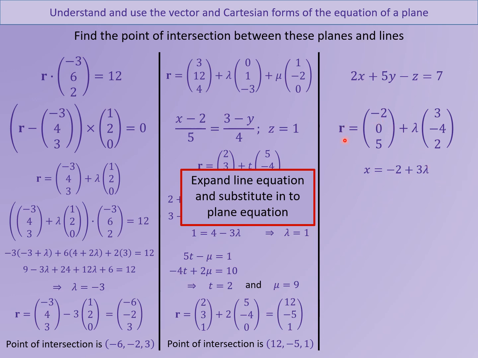Right, so it's already in a nice form just there. So what I can do is write the x, the y, and the z values like that. Now, if I know what the x, y, and the z values are, I can substitute them back into the plane at the top, the Cartesian form. And now I'm back like I was in question 1.